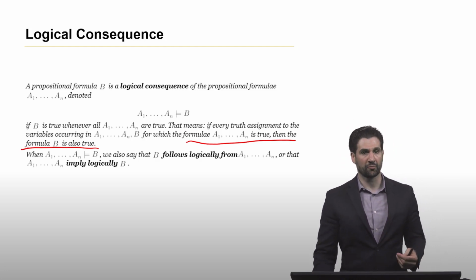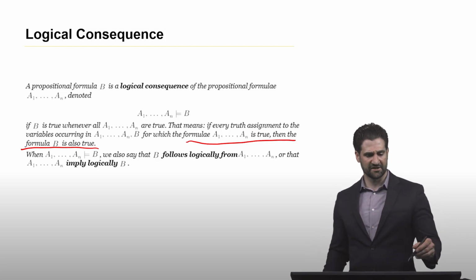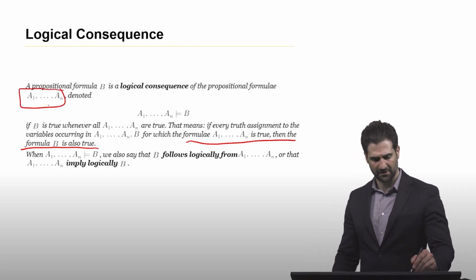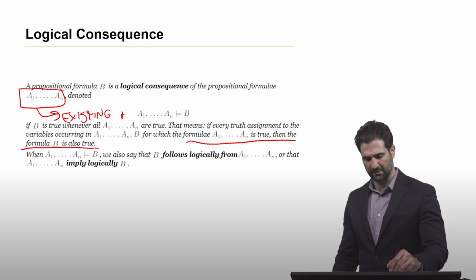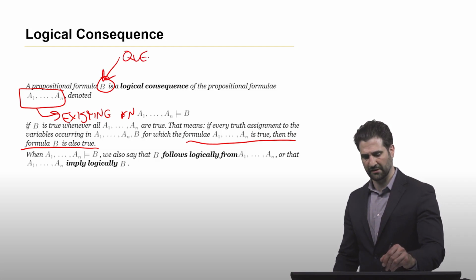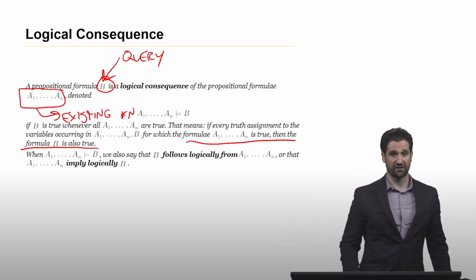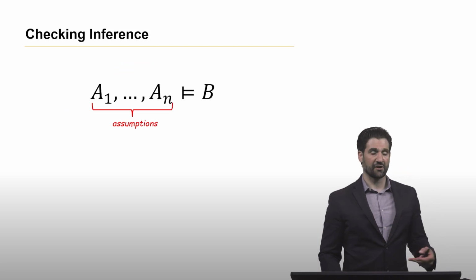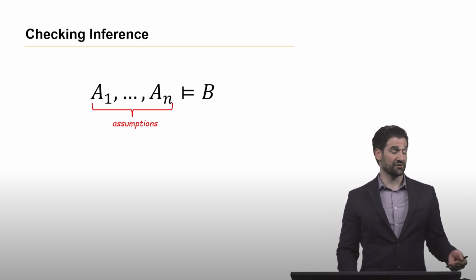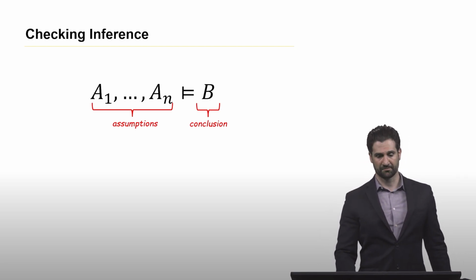Now, why is this an important problem? Well, A1 through AN, we can think of that as existing knowledge. And we could think of B as a query. And we want to see if B is true based on this existing knowledge we know of A1 through AN. A1 through AN can also be known as assumptions, and B is often referred to as the conclusion.